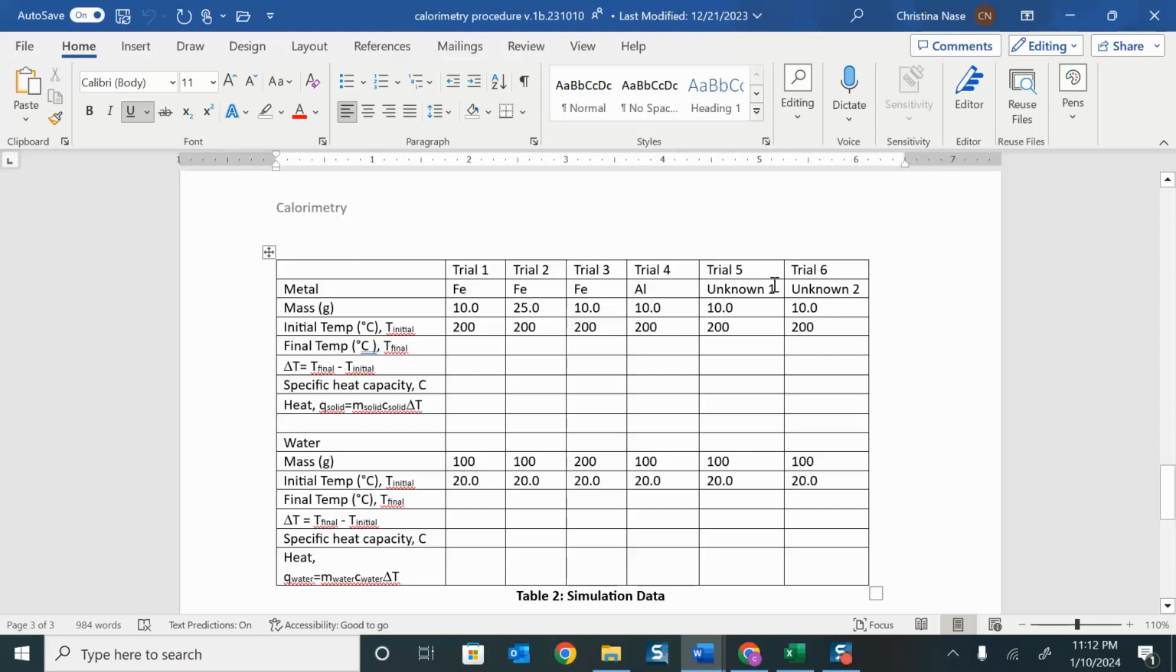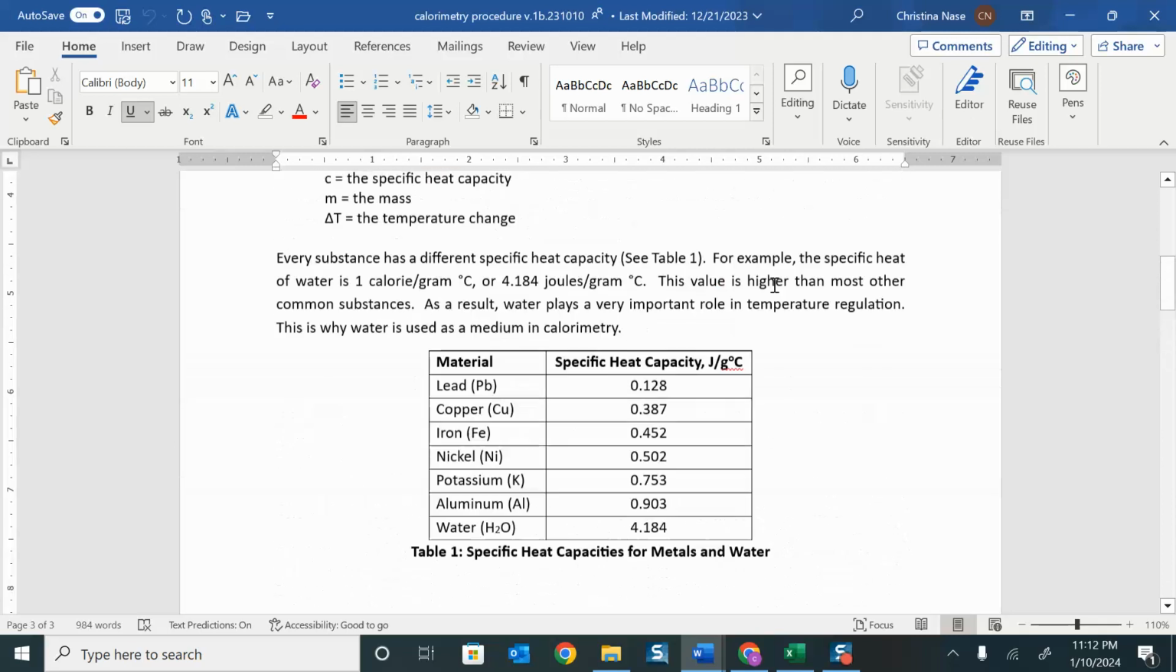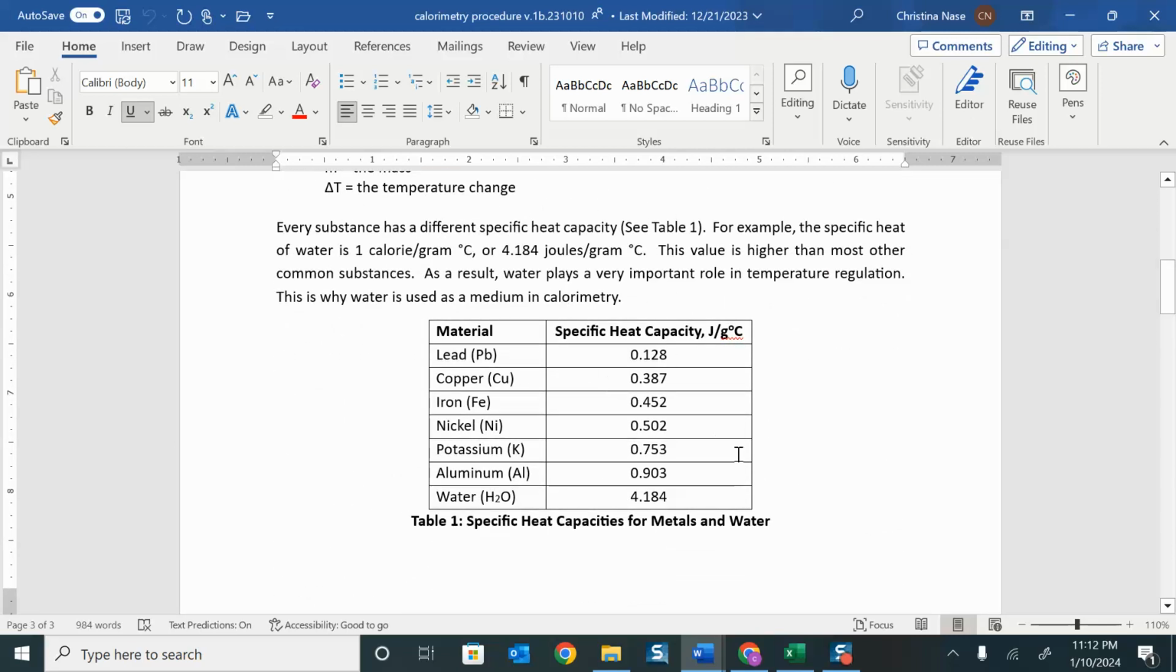So once you figure out what the unknown is, make sure you add that to your abstract and your conclusions. And you'll identify them. You're going to need this table here. We're going to identify these unknowns based on their specific heat capacity.